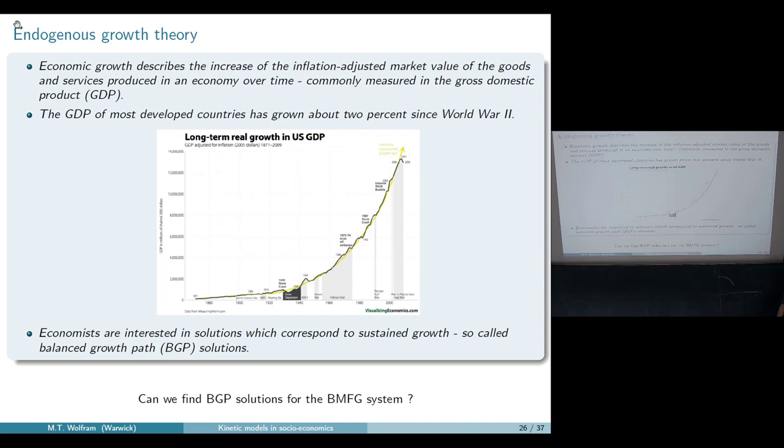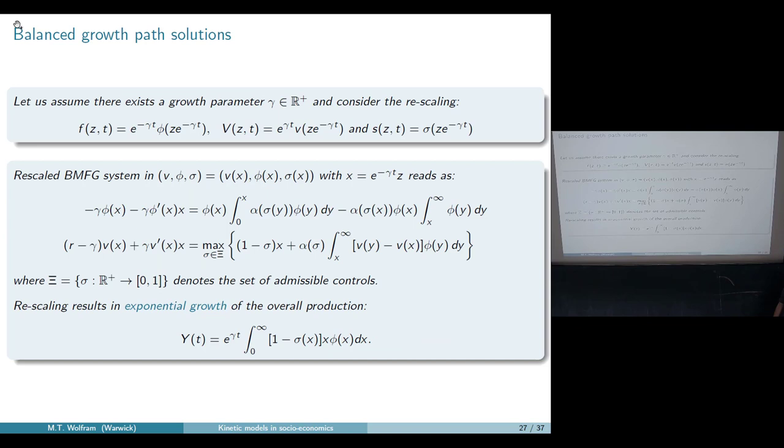And he already proposed some scaling, which he put in his paper. So what he proposed was the following. Assuming there exists a growth parameter gamma, which is in R plus, so it should be positive, let's consider the following scaling. It looks a bit weird, but okay, we have now, instead of F, capital V and S, our phi, little v, and our sigma here. If I plug this into the system, you do a bit of analysis, then instead of a time-dependent system, we now have an ODE system with the right-hand side with integrals, whatever we want to call this. This is just plugging everything into my equation.